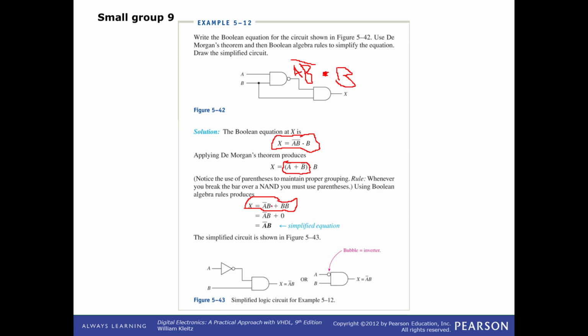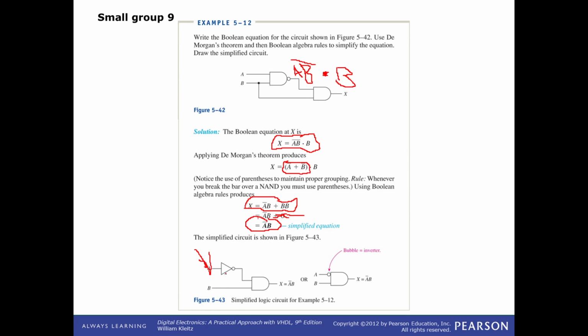Not A ANDed with B, and then not B, I kind of drew over the bar a bit there, but not B ANDed with B. Remember that anything ANDed with its complement, a B ANDed with a not B, is always going to be 0. So we convert that to a 0, and remember that anything ORed with a 0 is always just itself, so we can just eliminate the OR 0, and we're left with the simplified equation of not A ANDed with B, which is represented by this circuit here.